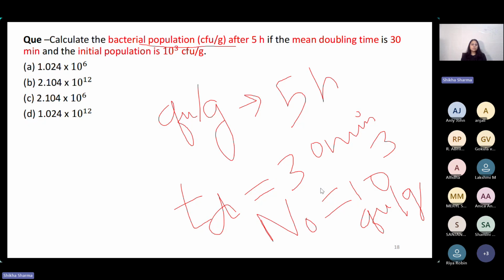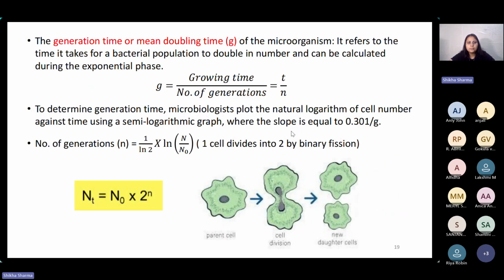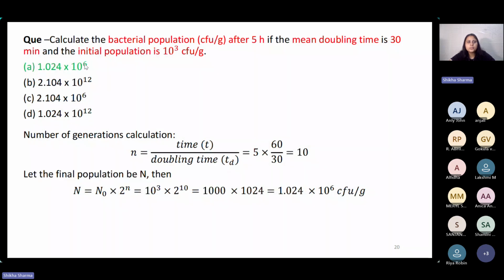So Lakshmi has already solved this question, and as per her, the answer is 1.024 into 10 to the power 6 CFU per gram hours. Anyone else who has solved this question? Okay, so she's correct that option A is correct here.